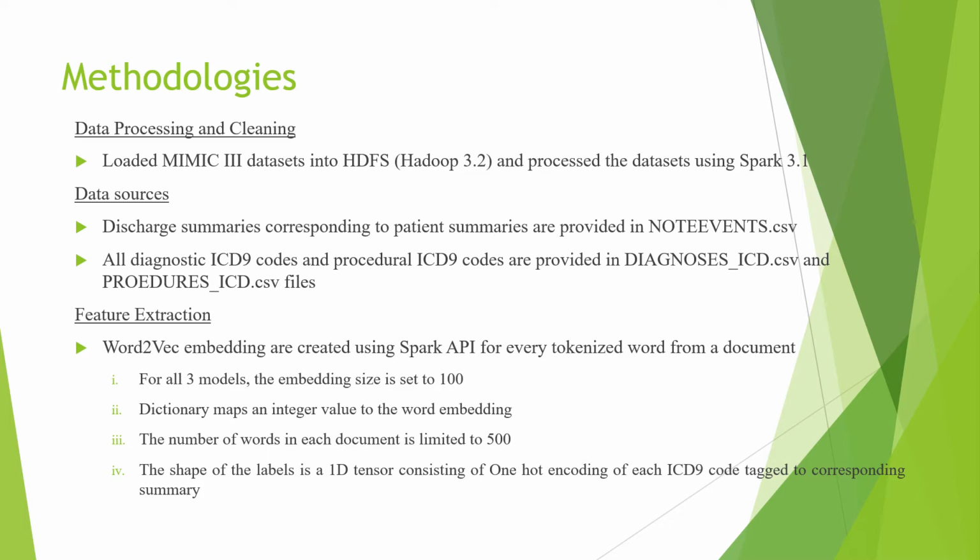For feature extraction, we use the word-to-vec embedding from Spark API. For all three models, the embedding size is set to 100, and a dictionary maps an integer value to the word embedding. The number of words in each document is limited to 500. The shape of the labels is a one-dimension tensor consisting of one-hot encoding of each ICD-9 code tagged to the corresponding summary.